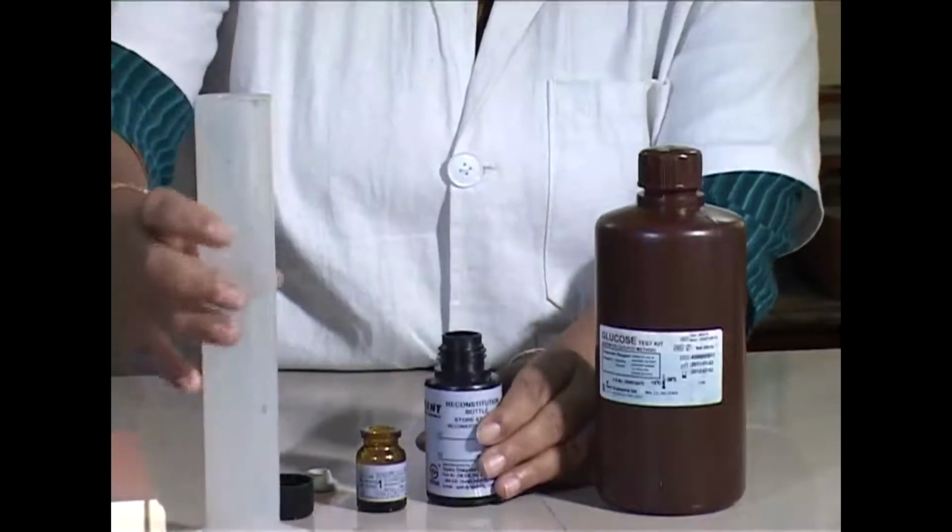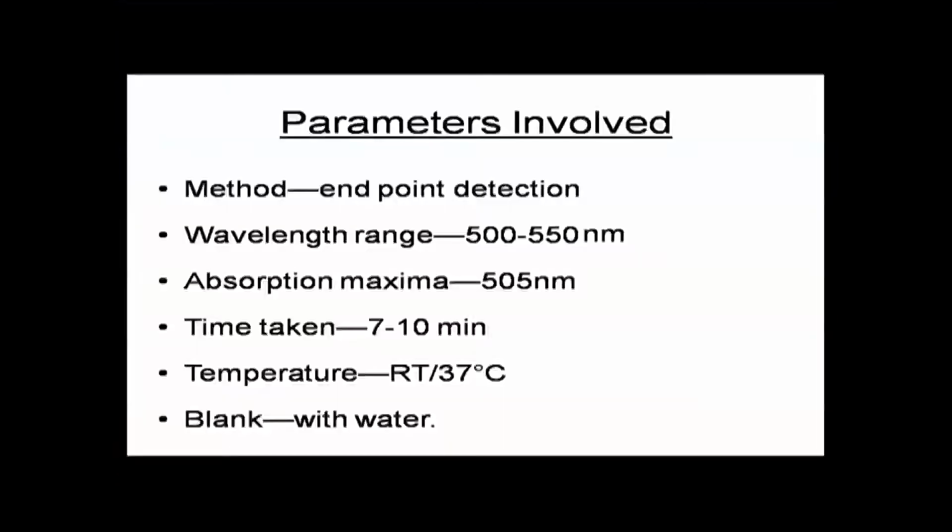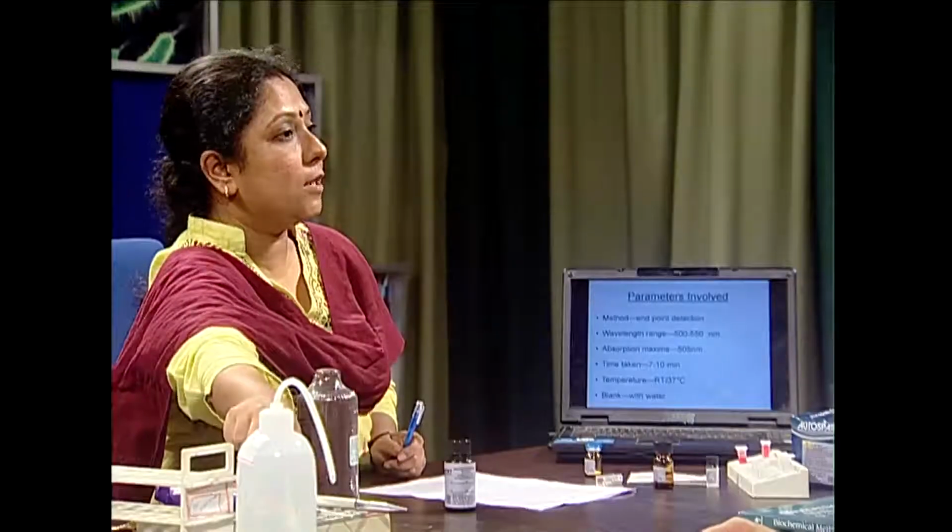There are many parameters involved in this method. The method is called endpoint detection, which I have already mentioned. The wavelength range to scan in the spectrophotometer is 500 to 550 nanometers, but the absorption maximum is at around 505 nanometers. The temperature may be either room temperature or 37 degrees centigrade, and according to the temperature the time can be set to either 10 minutes or 7 minutes. As the blank, as I have already mentioned, water will be used.